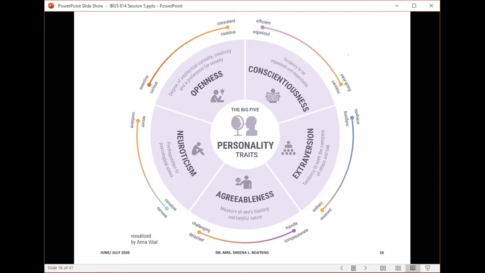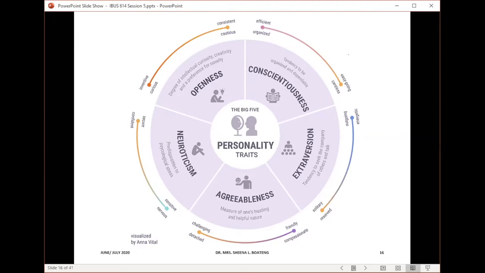Likewise for conscientiousness, a consumer that is on the higher end of conscientiousness is efficient and very organized, whereas one that is on the lower end of the spectrum is easygoing and exhibits more of a careless attitude. Whereas we can talk about extraversion, where a consumer exhibiting high levels of extraversion will be very outgoing and very energetic, and on the lower end of the spectrum, more solitary and reserved. And under agreeableness, when a consumer is on the high end, they are very friendly and compassionate.